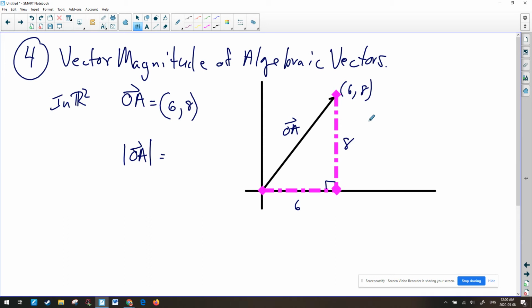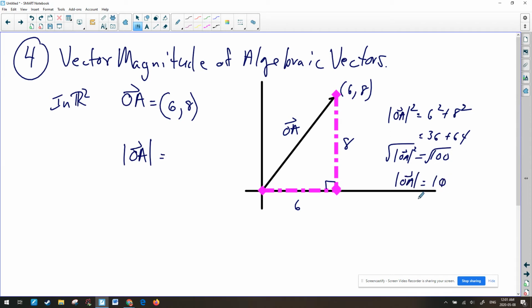And we can use Pythagorean theorem. So we can say the magnitude of OA squared is going to be equal to 6 squared plus 8 squared. And so that's going to be 36 plus 64, which is 100. And so that's the magnitude of OA squared. Square root both sides. And we're going to find out then that the magnitude of OA is, of course, 10. Not plus or minus because we're not going to have a negative length.